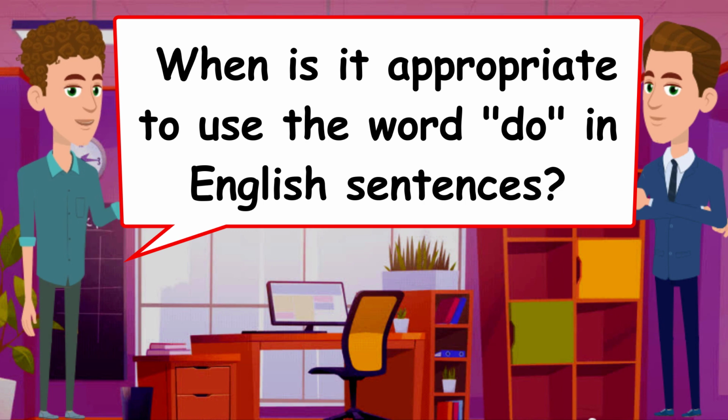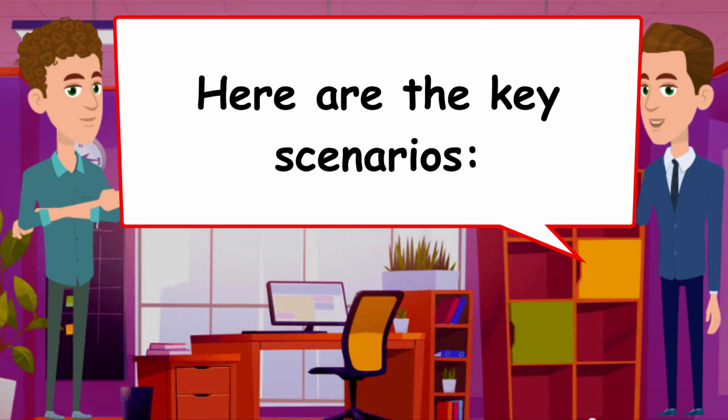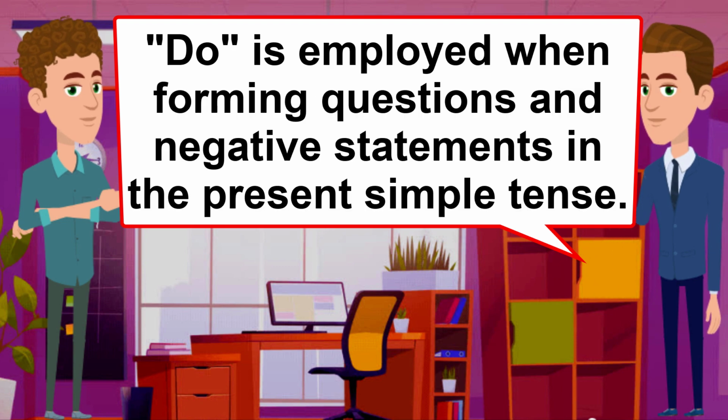When is it appropriate to use the word do in English sentences? In English, do is primarily used as an auxiliary verb in various contexts. Here are the key scenarios. Action and negation. Do is employed when forming questions and negative statements in the present simple tense.